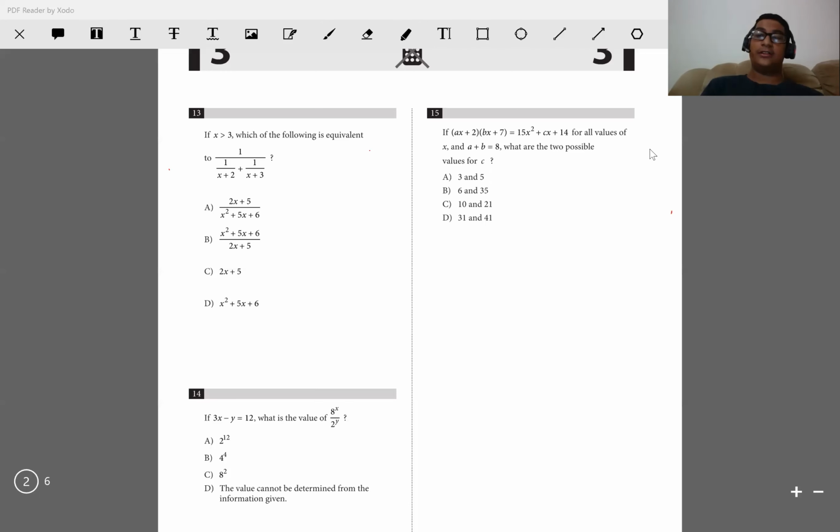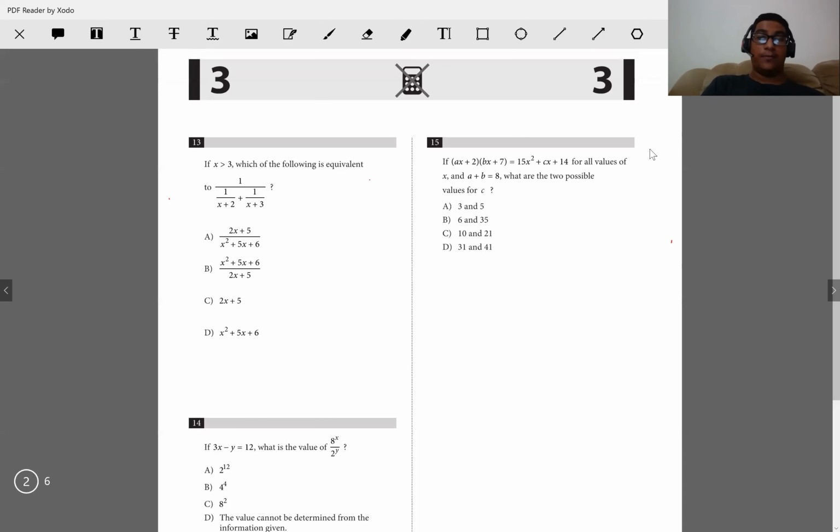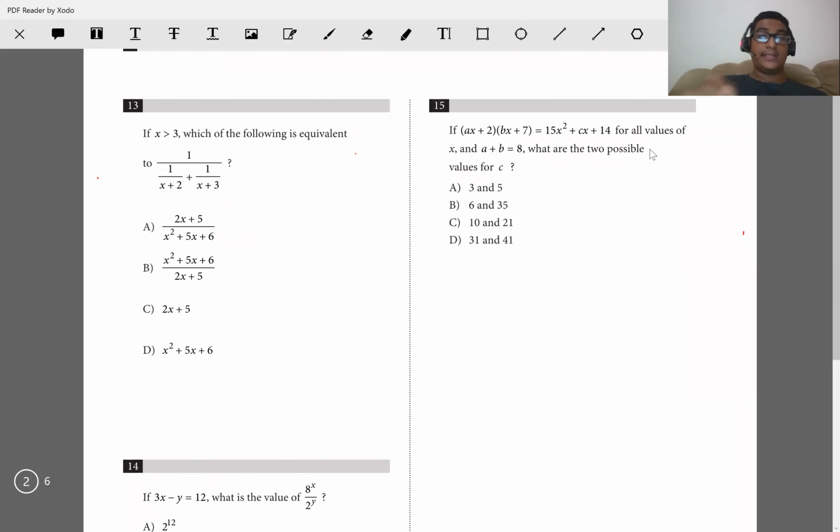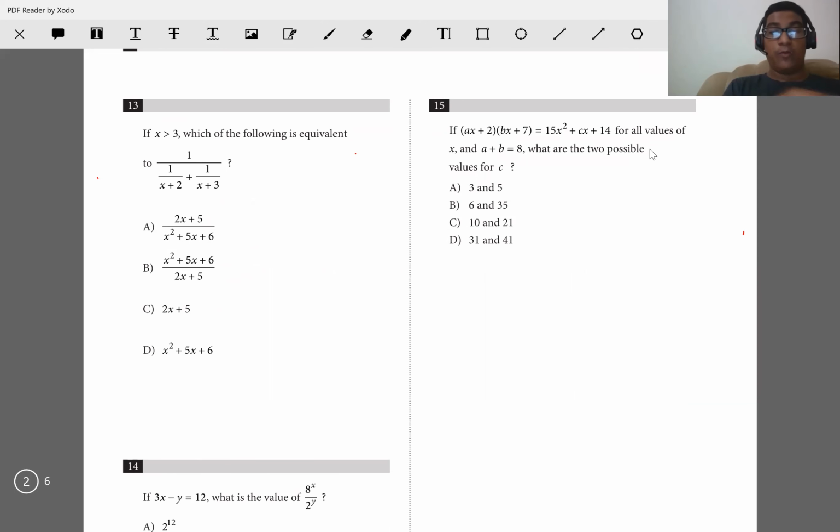So let's get started. This is section 3, and we're on number 13 right now. If x is greater than 3, which of the following is equivalent to 1 over x plus 2 plus 1 over x plus 3? So the first thing you should do when you see something like this, where it's 1 over x plus 2 and 1 over x plus 3, is try to remove these fractions.